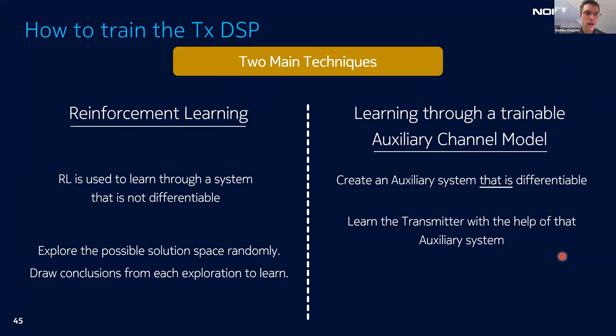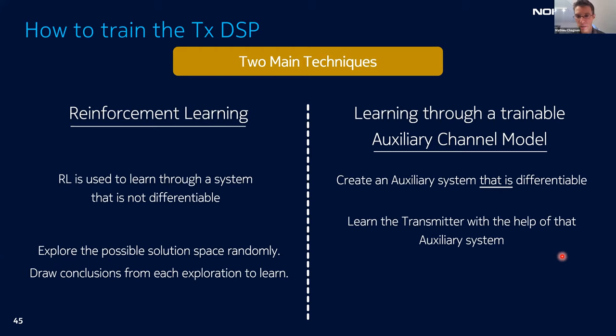Reinforcement learning, which I will not address. The idea of reinforcement learning is that you use it to learn through a system that is not differentiable. The idea is mainly to explore the space of possible solutions randomly. You make random decisions, random steps left and right, and you draw conclusions after each exploration. I'm obviously expressing reinforcement learning in layman's terms. It's much more complex than that, but that's the basic idea. You explore randomly, you draw conclusions from each exploration step, and you learn very slowly this way. It's very data hungry, but it works. And there are papers out there where people have used that to train the transmitter.